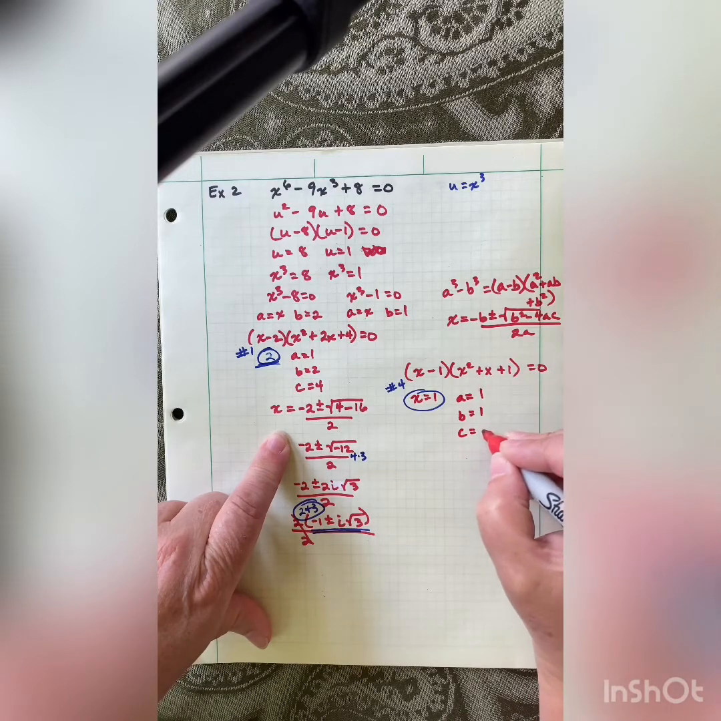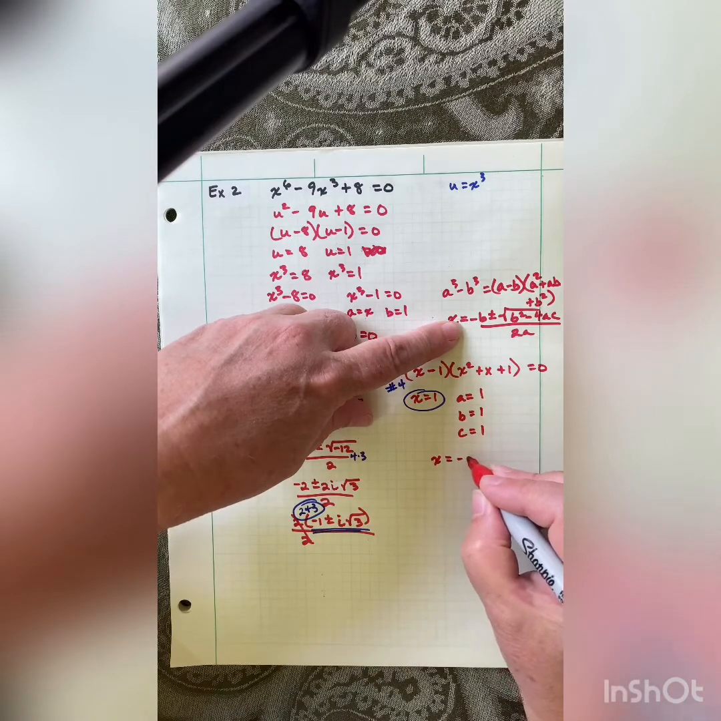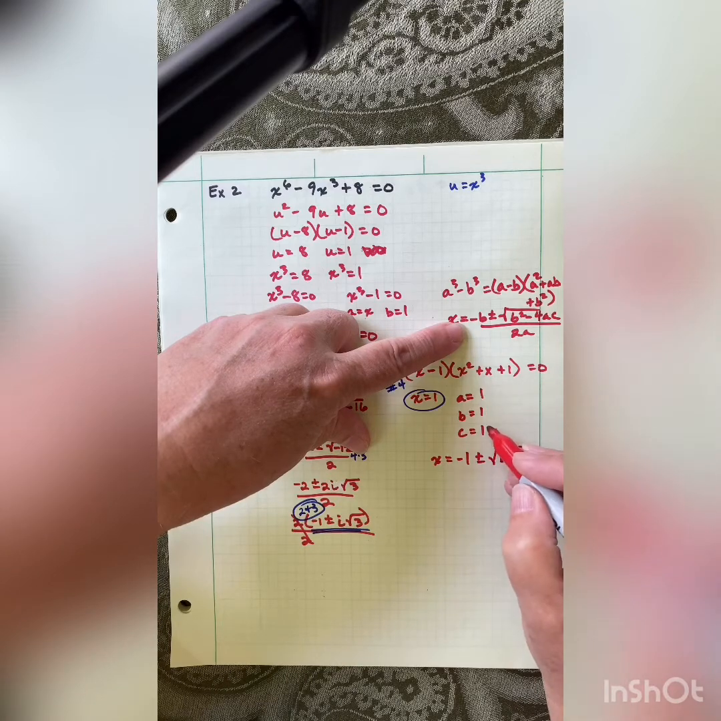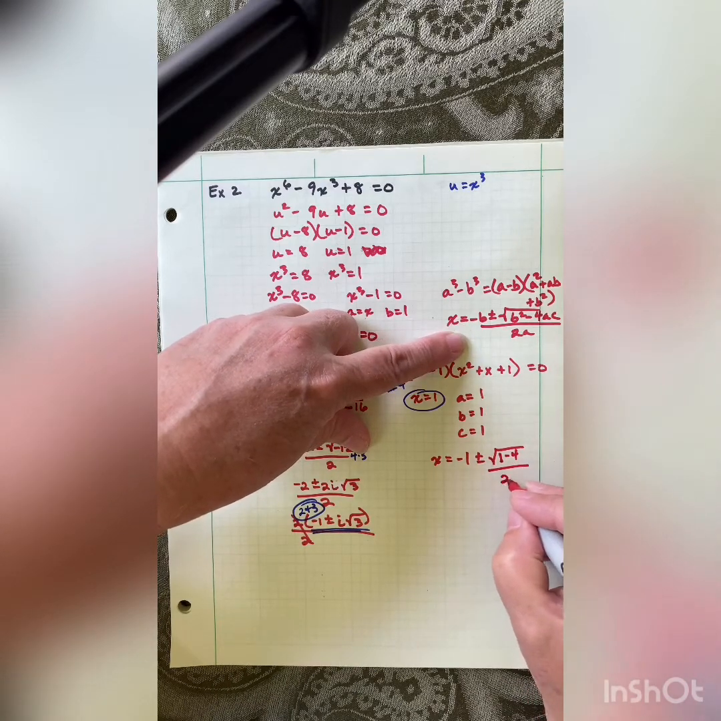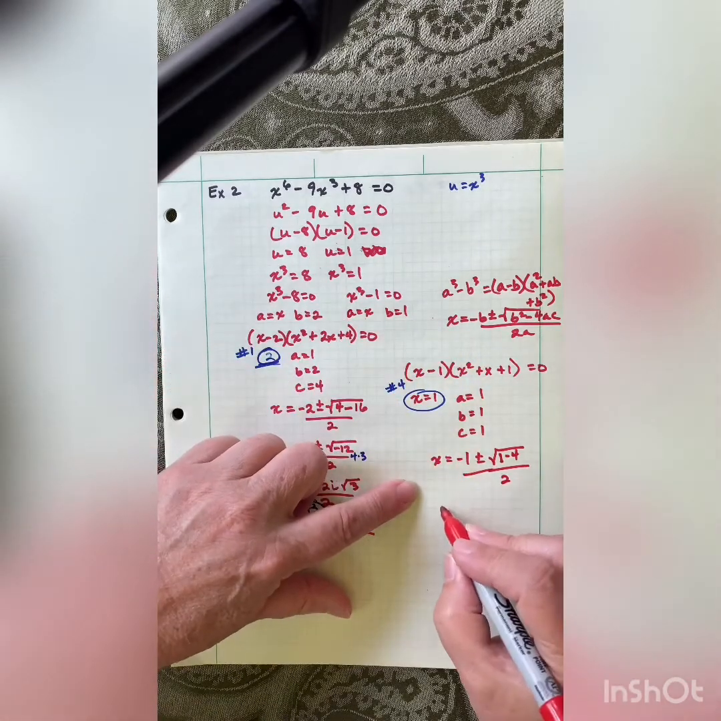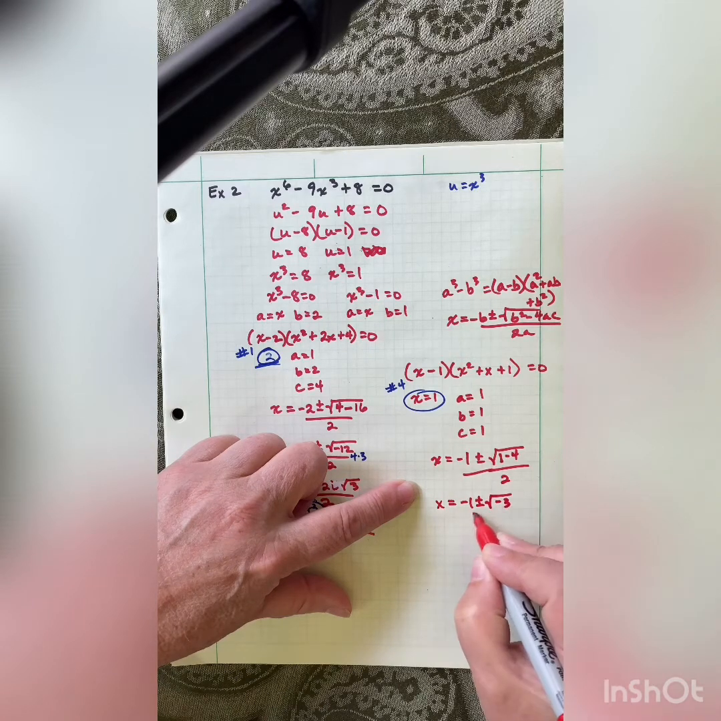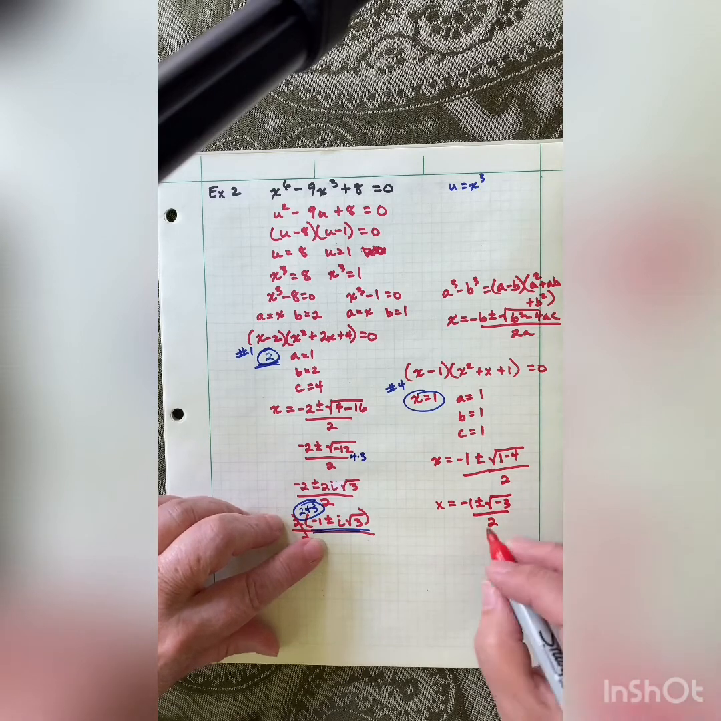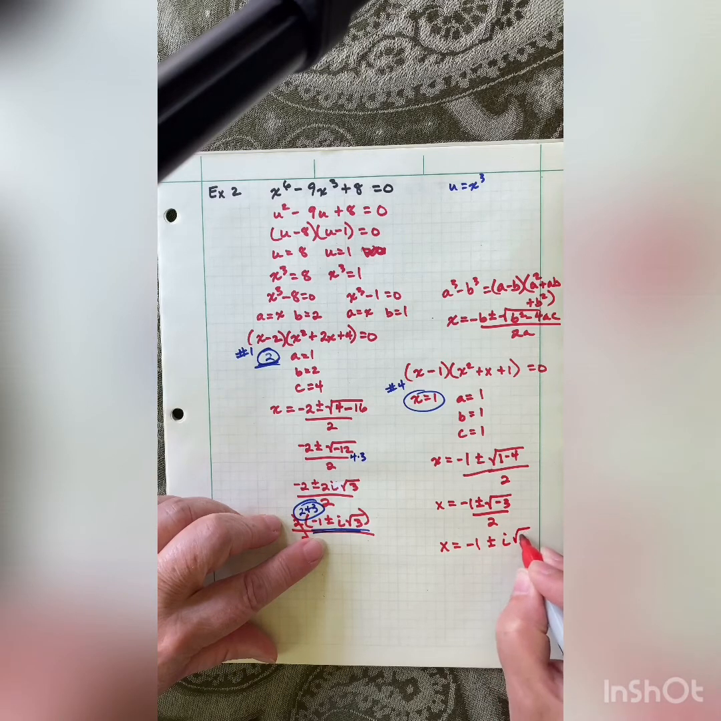A is 1, b is 1, c is 1. Okay, let's plug them in here. So x equals -1 plus or minus 1. That's 1 times the -4, so -4 there over 2. Okay, so that gives me x equals -1 plus or minus square root of -3 over 2. Oh, and that -3, I can take that out. So x equals -1 plus or minus i square root of 3 over 2.